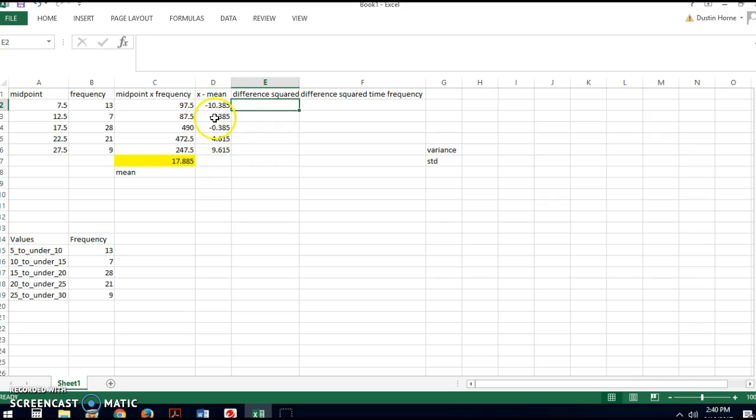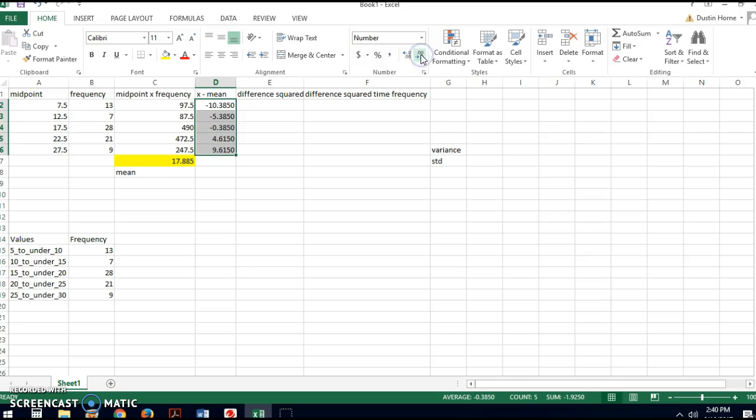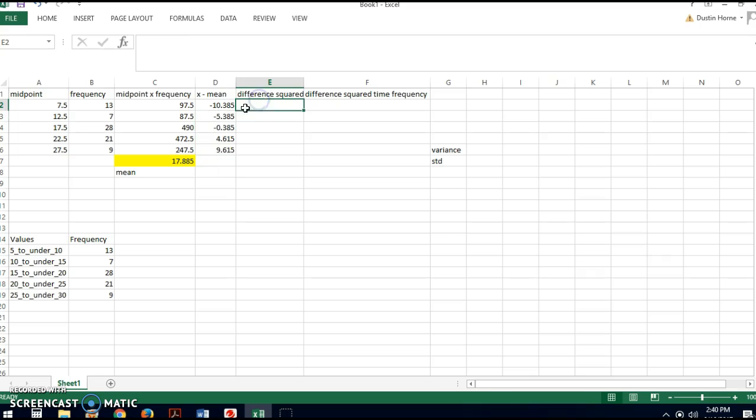now if this was not rounded to the third decimal place, you would highlight it. Let me just show you, you can increase your decimal places and you can decrease, but we want it to be 3 numbers. Okay, now we're going to take our difference and square it. So we're going to do this. When you square something, you're timesing it by itself. So we're going to copy that down.